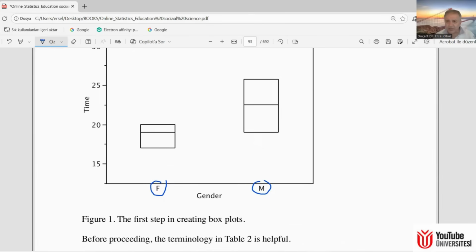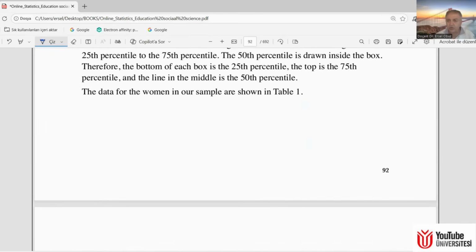For the box plot, you need basically 5 values. You need the minimum, you need the Q1, 25th percentile, you need the Q2, median, 50th percentile, you need the Q3, which is going to be 75th percentile, and then you have the maximum.